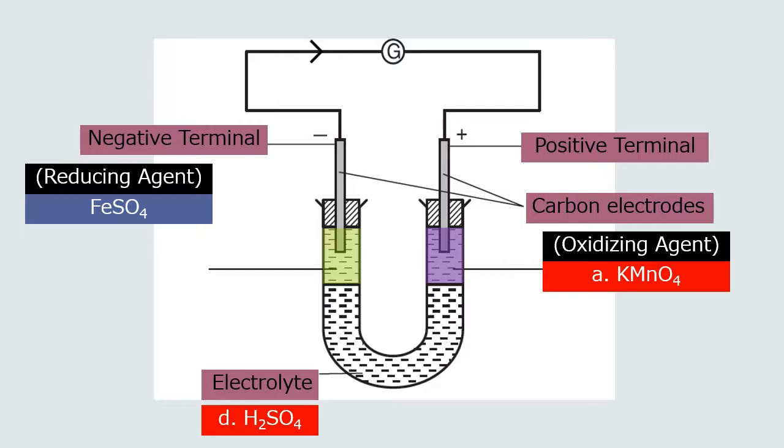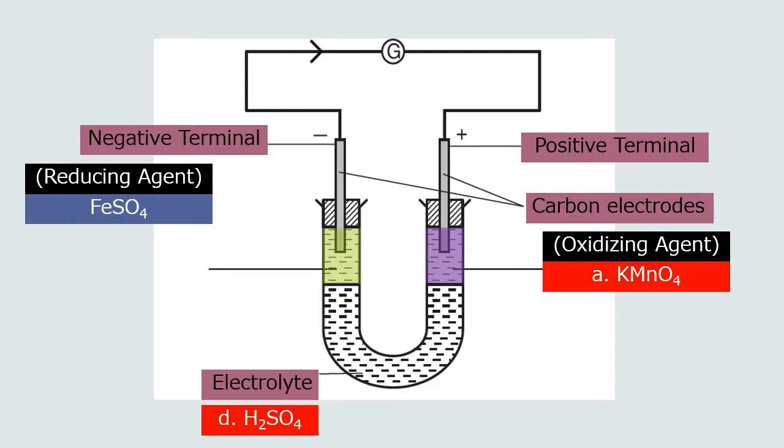Now, let us see another example of a transfer of electrons at a distance using the U-tube apparatus. In the left arm, the substance that has been added is iron(II) sulfate solution. We can see that the color of the solution is pale green. It shows that this solution is iron(II) sulfate solution.